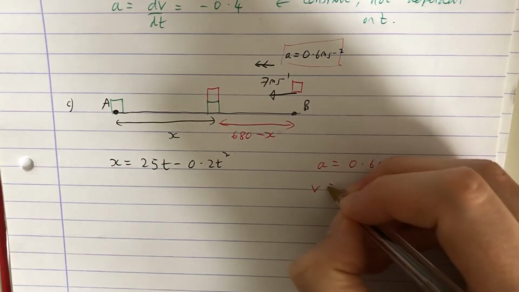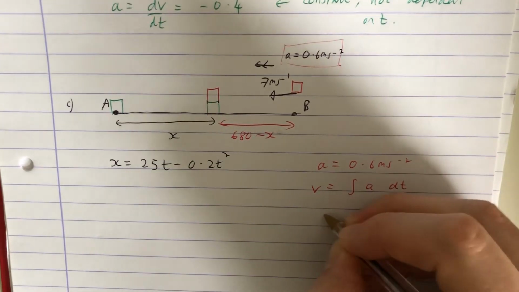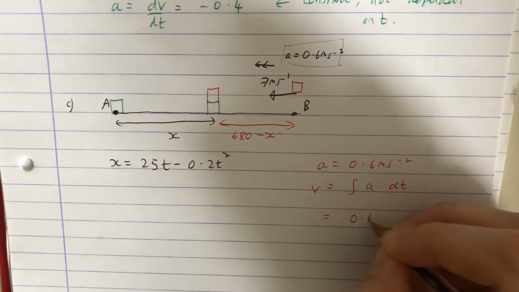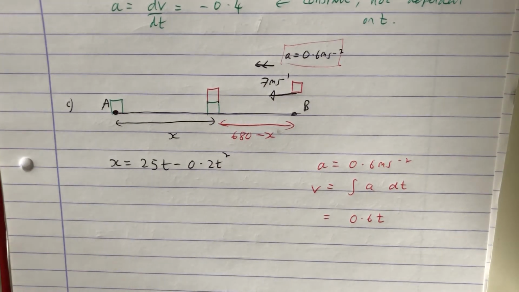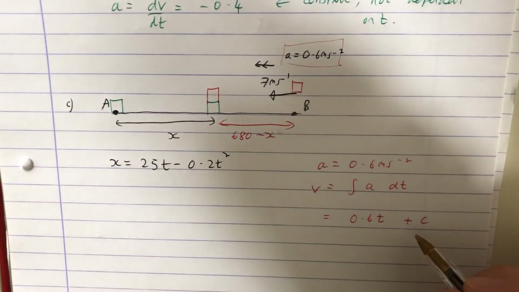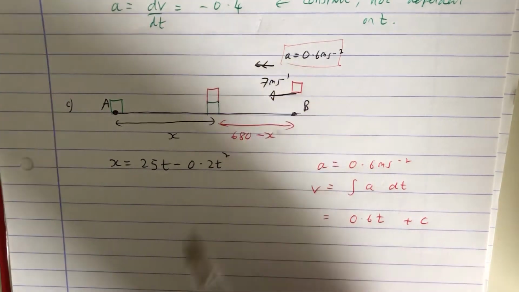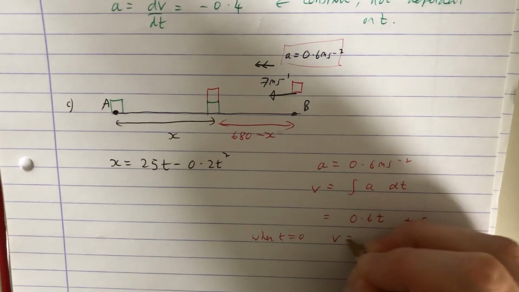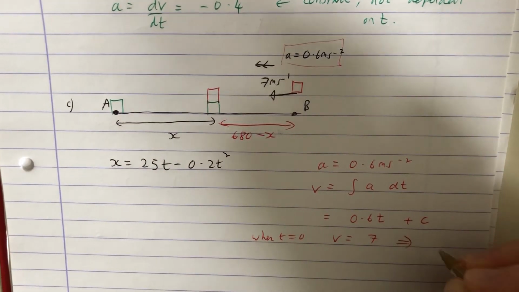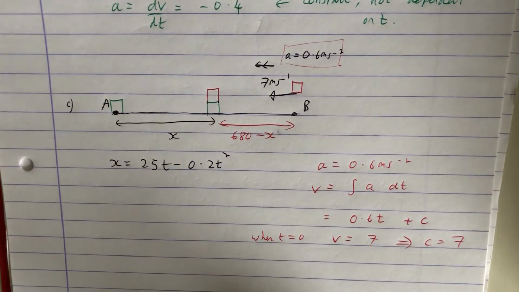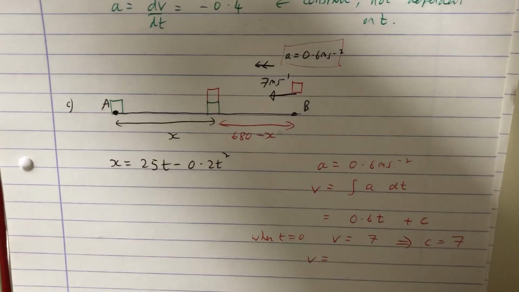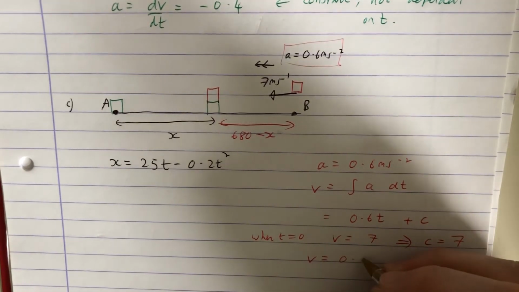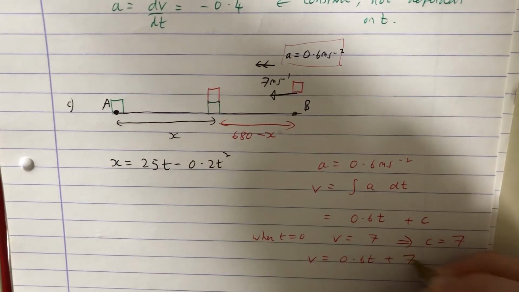I can work out the velocity by integrating to get 0.6t, but remember to include the plus c. And then there's enough information for me to work out what the plus c is, because it tells me the initial speed is 7 meters per second. So when t is equal to 0, v needs to be equal to 7, which implies c would have to be equal to 7. So the formula for velocity is 0.6t plus 7.